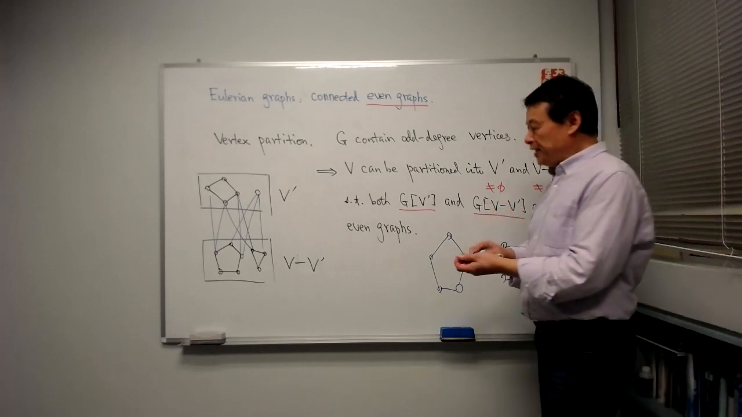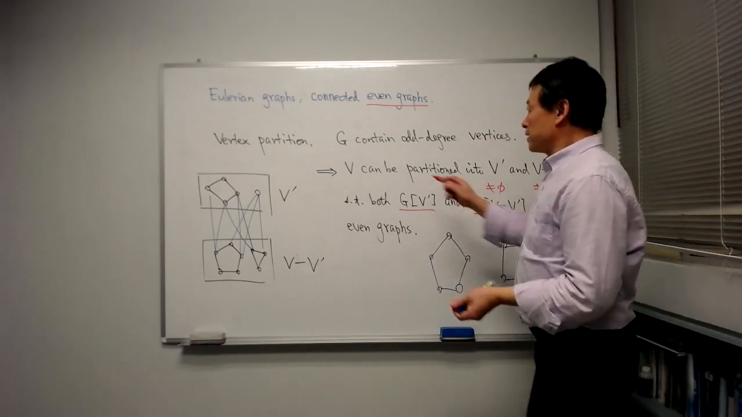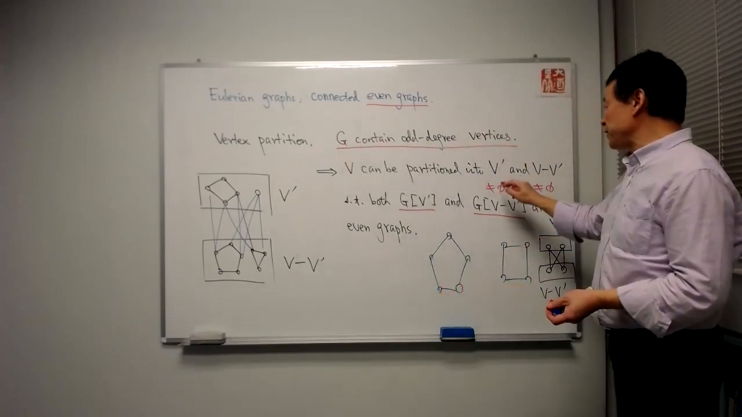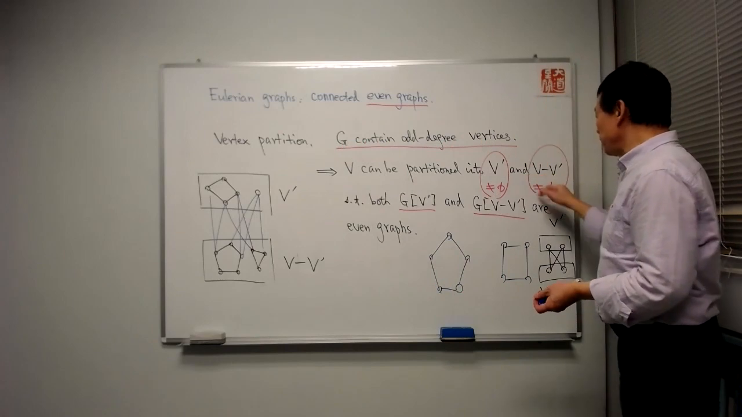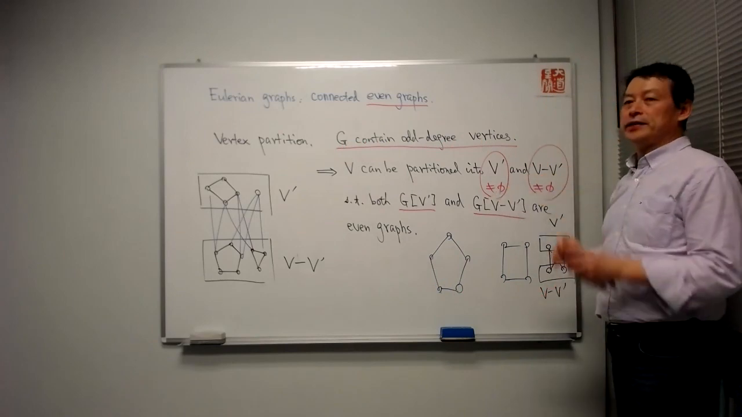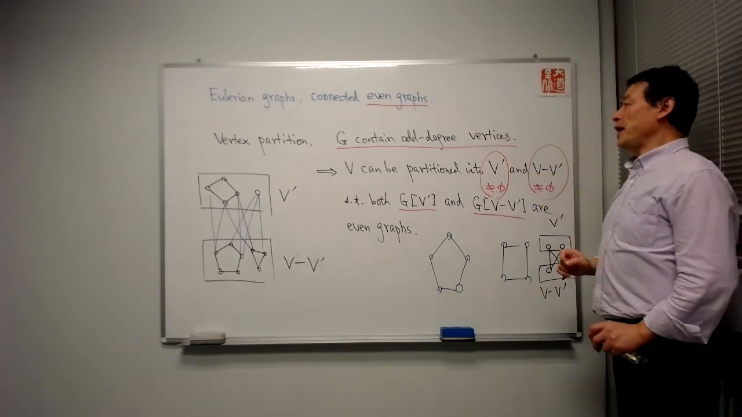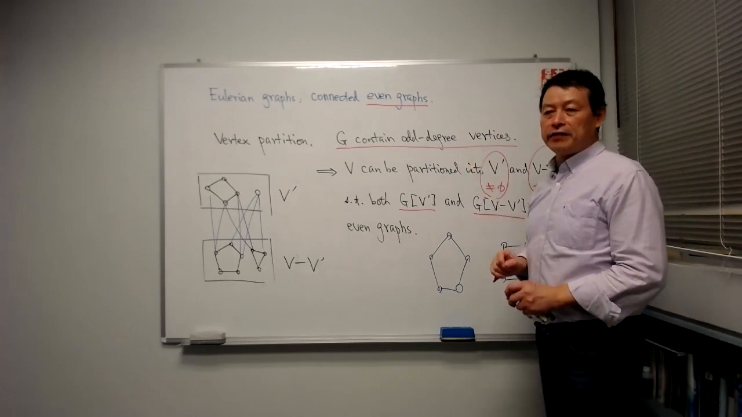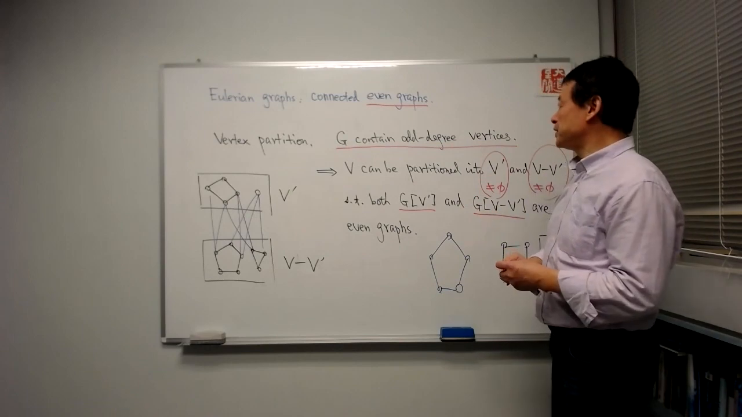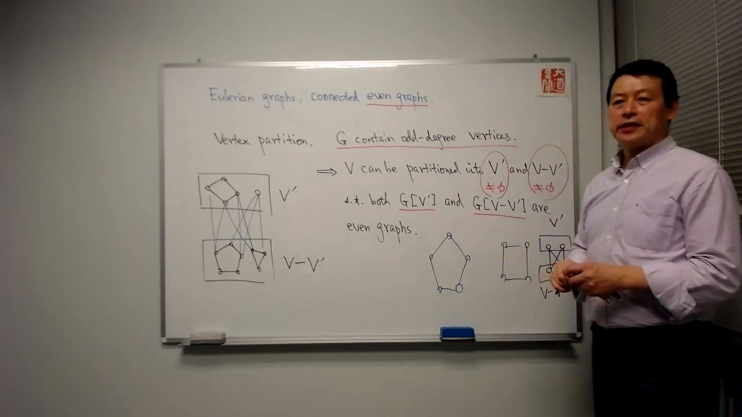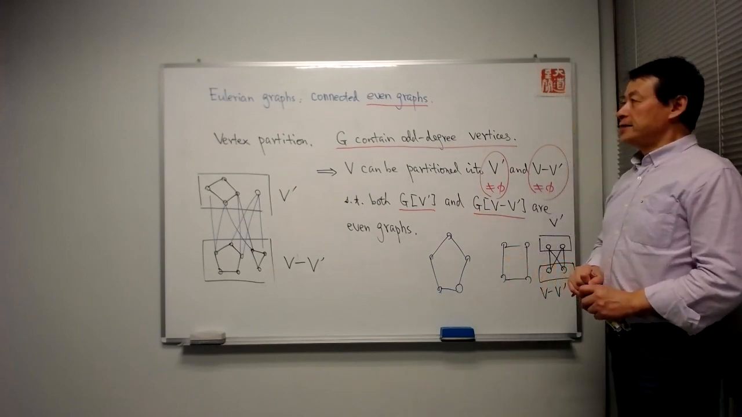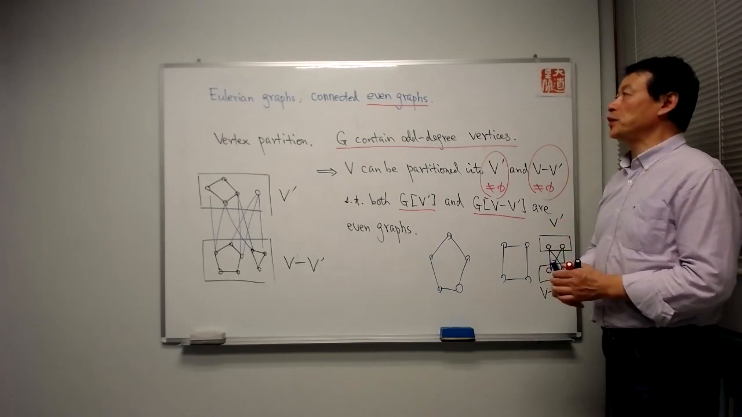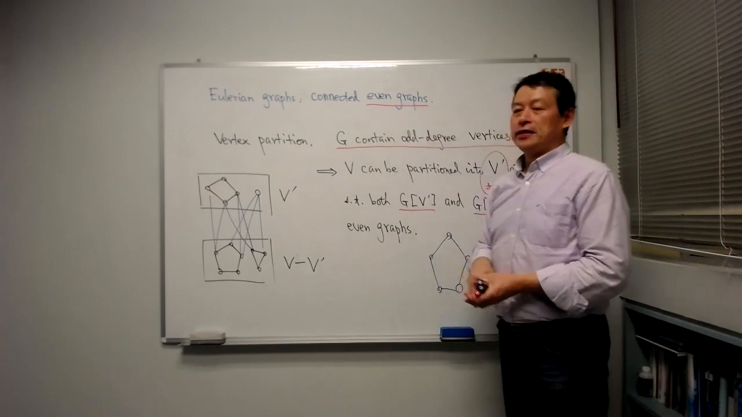So that's why we need the graph to contain at least a vertex of odd degree in order to have a non-empty partition. So it's very important: non-empty, non-empty. In order to get non-empty ones, we have to contain at least one odd degree vertex. Of course, that means at least 2 odd degree vertices. So that's the vertex partition result in connection with even graphs.